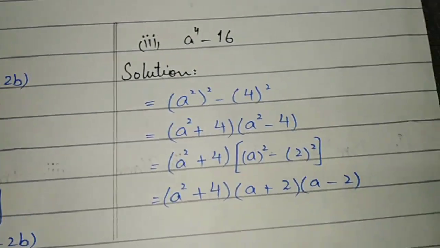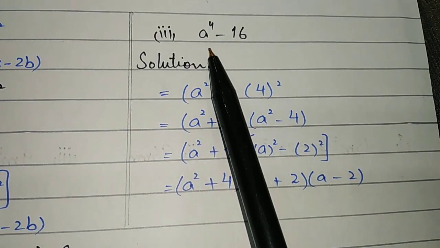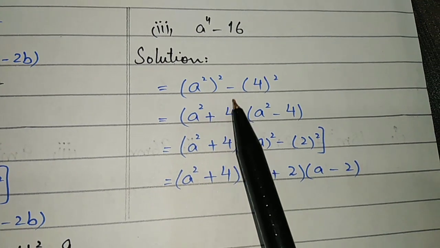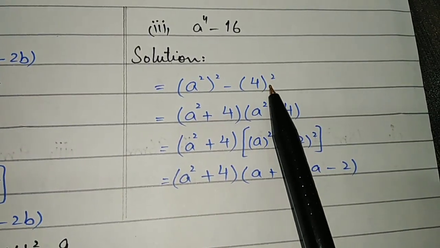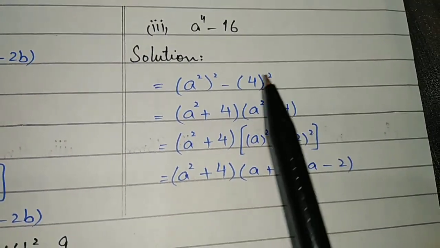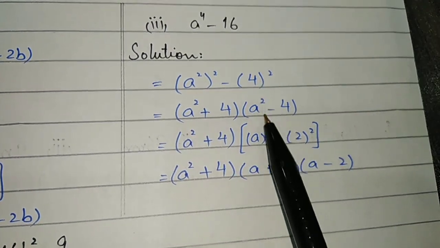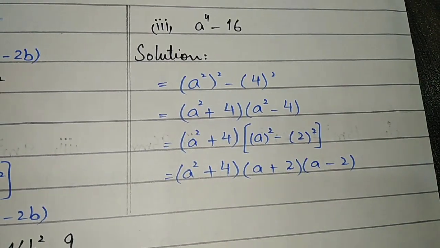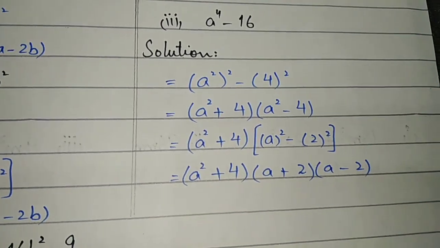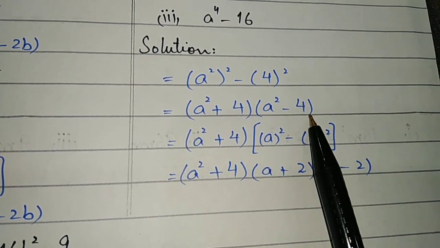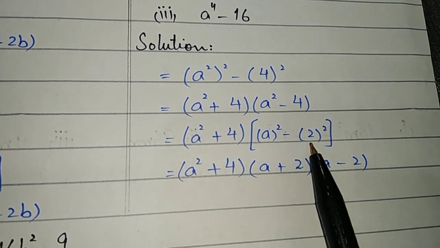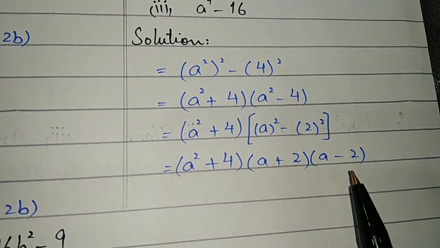Part number 3, a power 4 minus 16. So a power 4 can be written as a square whole square, and 16 can be written as 4 square. Now a square minus b square can be written as a square plus 4 and a square minus 4. Now a square plus 4 cannot be simplified, but a square minus 4 can be. So a square minus 4 can be written as a whole square minus 2 whole square. Now a plus 2 and a minus 2.